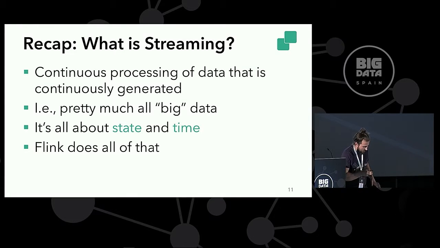So to recap, what is streaming? It is the continuous processing of data that is continuously generated. So in my view, it's pretty much all or most of big data, where you have data that is continuously produced and you want to react to it in real time. What's very important is state and time. State we saw, time we will see in a bit why this is important. And of course, I mentioned it before, Flink is very good at all of these. Otherwise, I wouldn't be standing here talking about that.